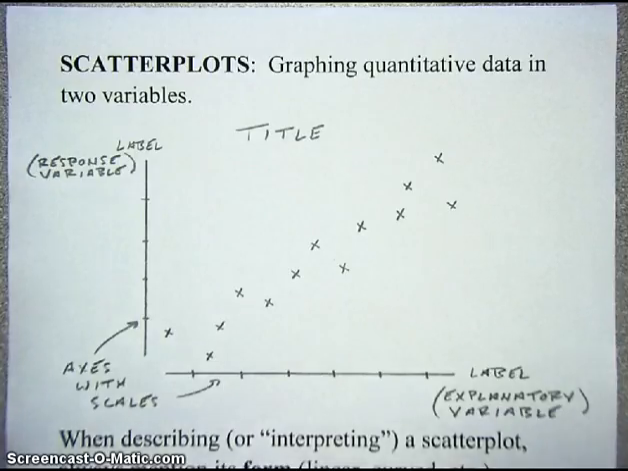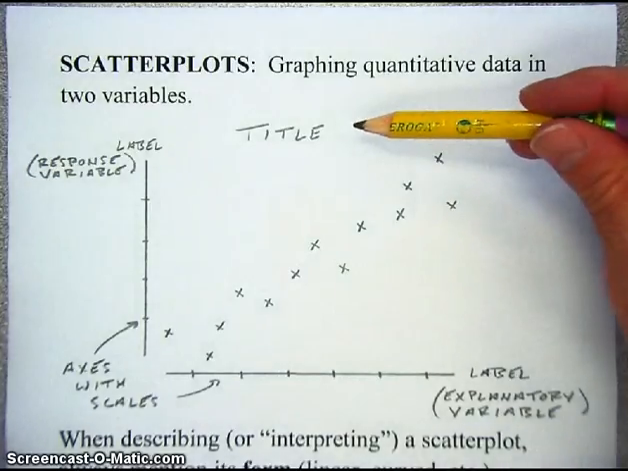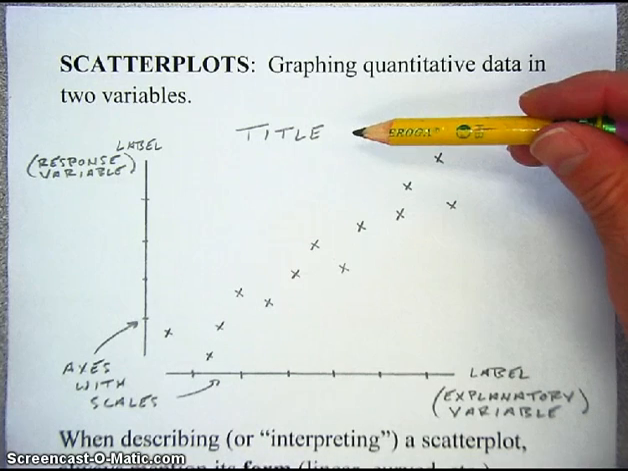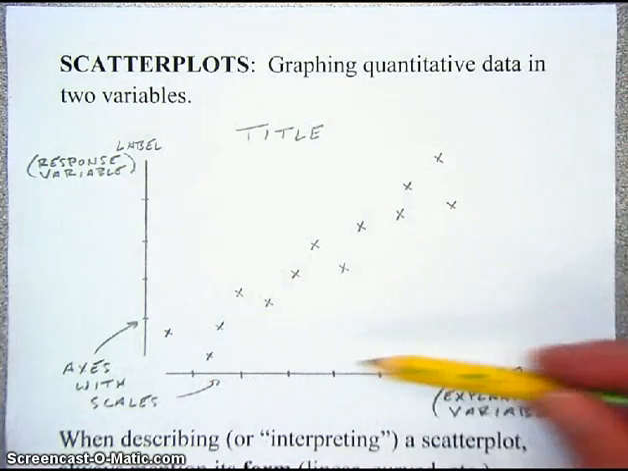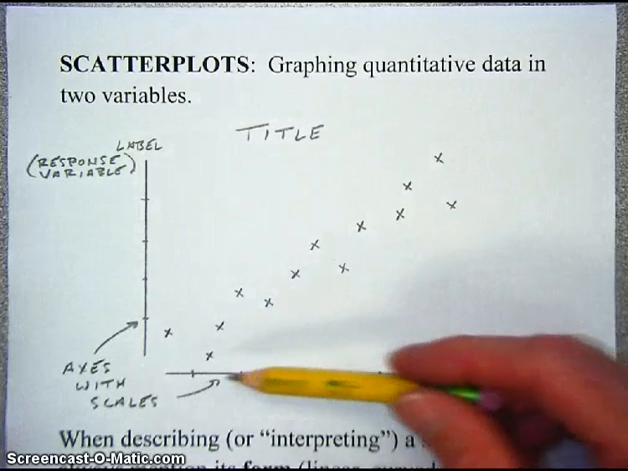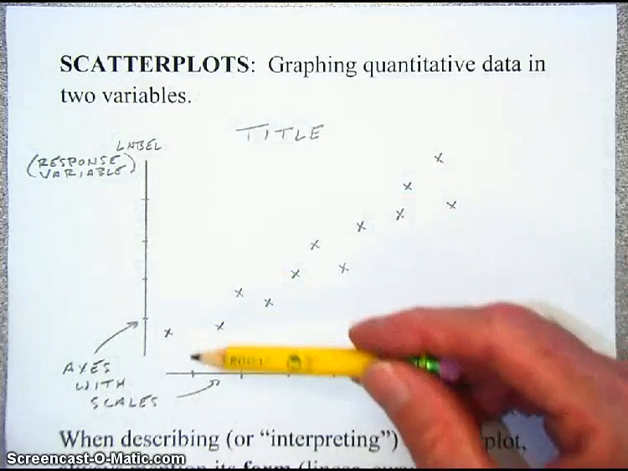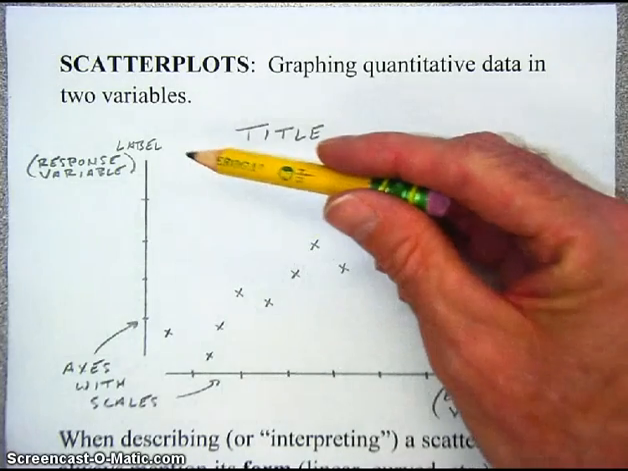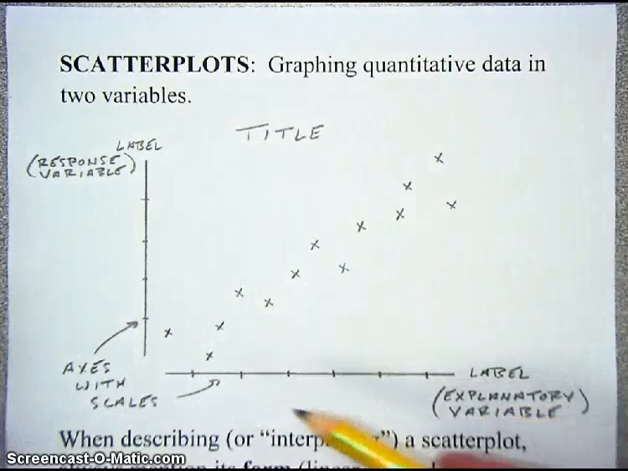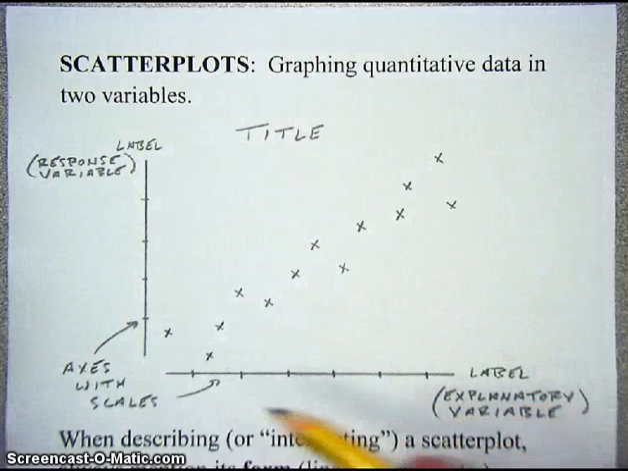Now, when you make a scatter plot, you should always start with the title that indicates what the scatter plot is about. Then you should have two axes, usually your x-axis and your y-axis, but you don't have to label them that way. You can label them with more descriptive names and make sure that you have your labels on your axes, and then scale your axes appropriately.